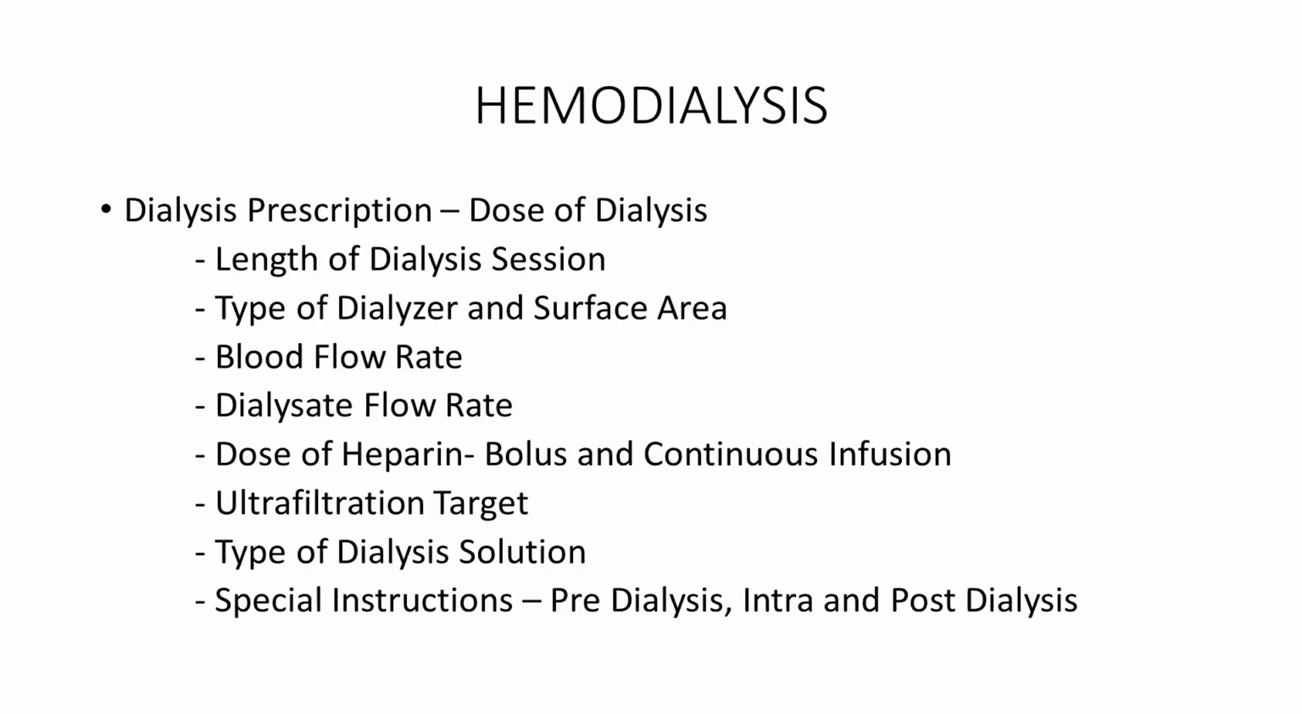Now, how do you write the dialysis prescription? You have to mention the length of the dialysis session, the type of dialyzer you are using, and its surface area. The larger the surface area, the more the clearance. Also the blood flow rate you want, the dialysate flow rate, the dose of heparin, the bolus dose and the continuous infusion, ultrafiltration, meaning how much fluid you want to remove from the patient, and the type of dialysis solution, be it acetate or bicarbonate, and any special instruction pre-dialysis, intra-dialysis, or post-dialysis.